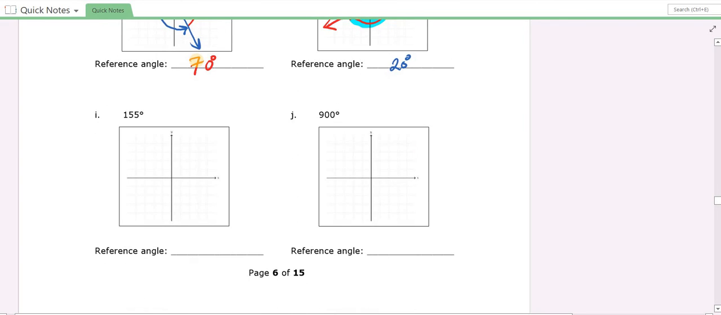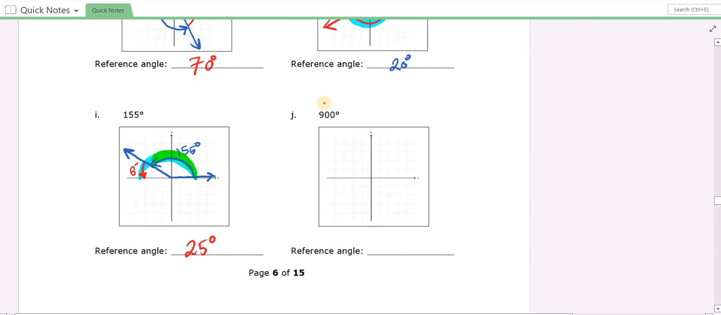155. Here is the initial side of the angle. 155 is approximately here in the second quadrant. So this is 155 degrees. Our reference angle is going to be from the terminal side to the x-axis. It's going to be this. So this is my reference angle. To find that reference angle, I'm going to say 180 degrees minus 155, which is going to give me 25 degrees. So my reference angle is 25 degrees.